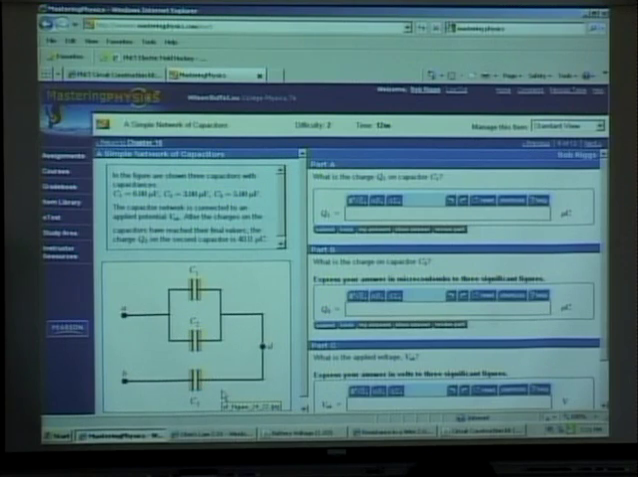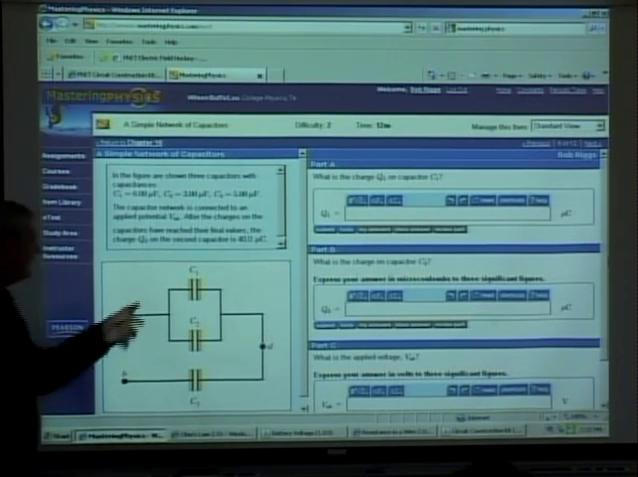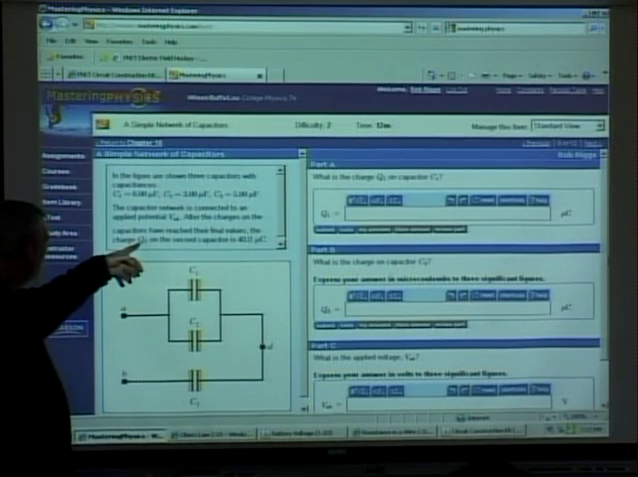This one might be kind of tricky. I should have probably looked at this. Actually, I don't think it's all that tricky. It says, what's the charge Q1 on C1? If you know what C1 is and the capacitor is connected to an applied voltage VAB, after the charges have reached their final values, the charge Q2 on the second capacitor is given, so you just have to work it backwards. I see how it works now.